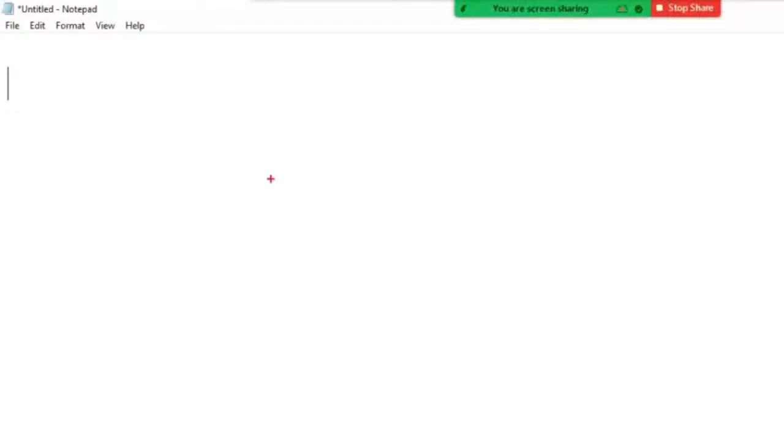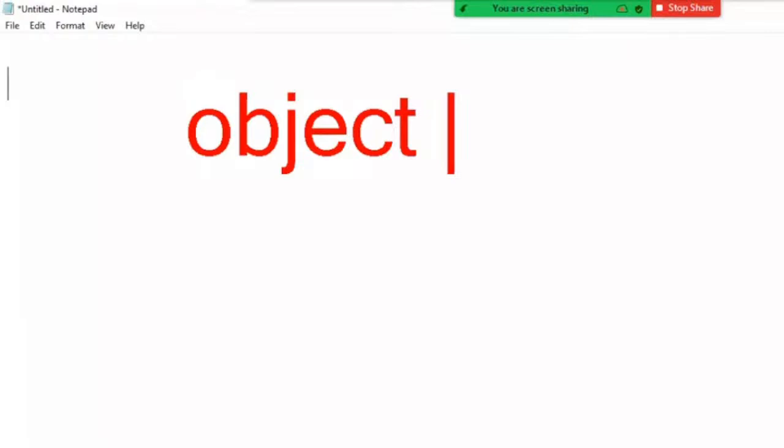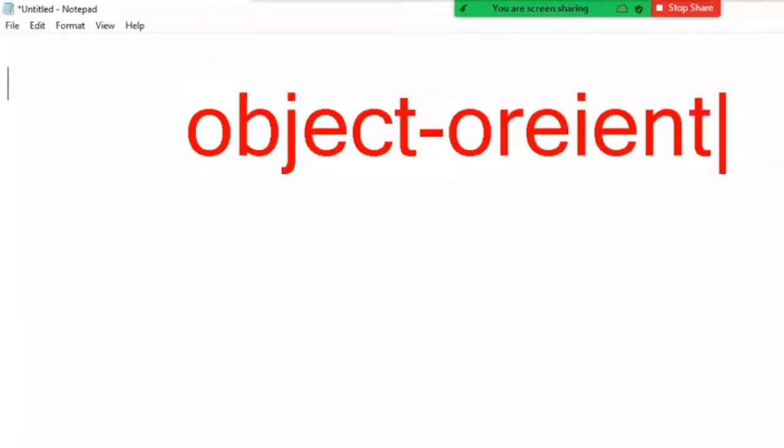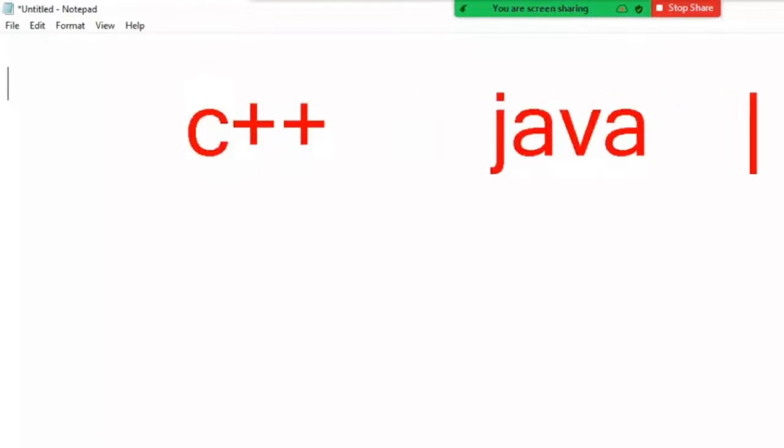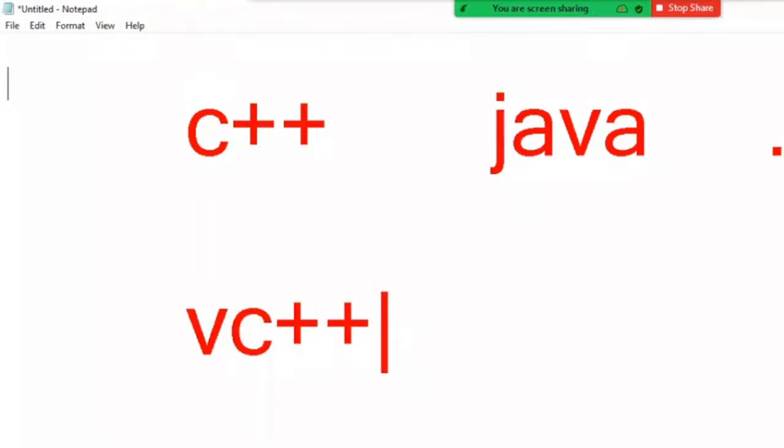Suppose there are many object-oriented languages. A little bit of technical knowledge is there. Object-oriented languages exist worldwide. Maybe many fellows have an idea. What are the object-oriented languages worldwide? C++ is an object-oriented language. Java is a popular object-oriented language. C# .NET is an object-oriented language. VC++ is an object-oriented language. That's why there are so many object-oriented languages.